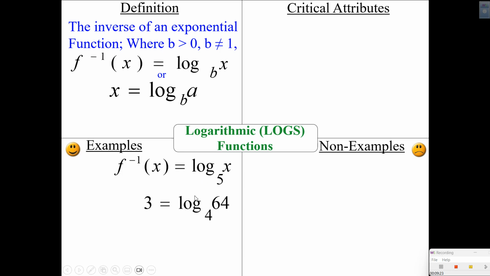All right. So, with that said, look at these non-examples. Tell your neighbor why these are not logarithmic functions. Why are those obviously not logarithmic functions?